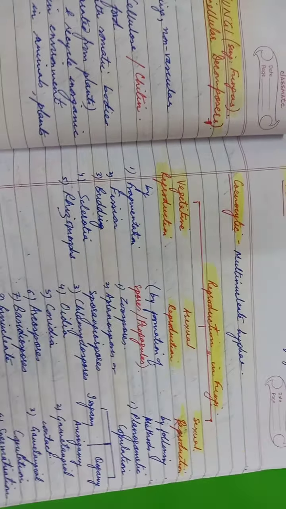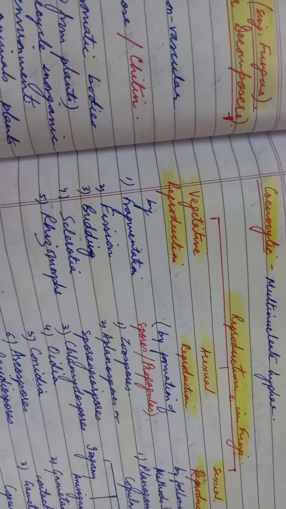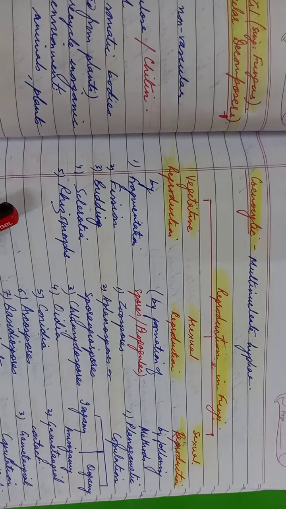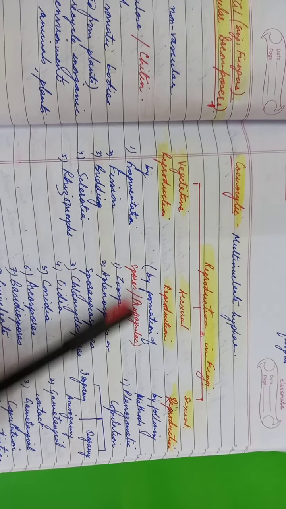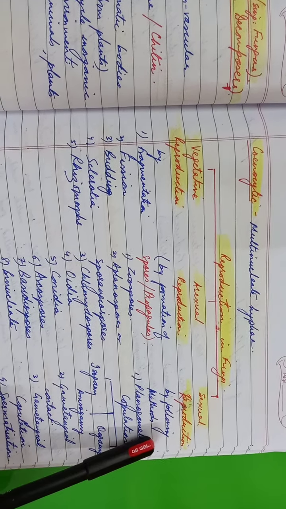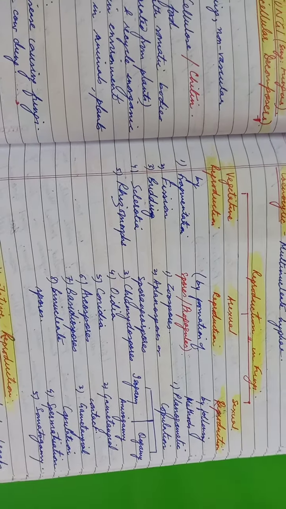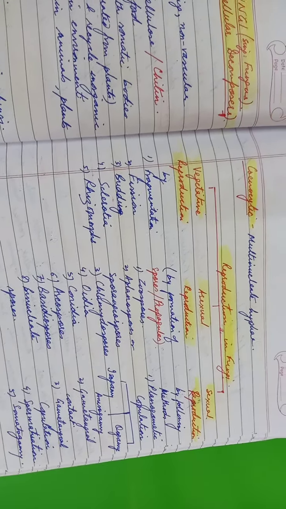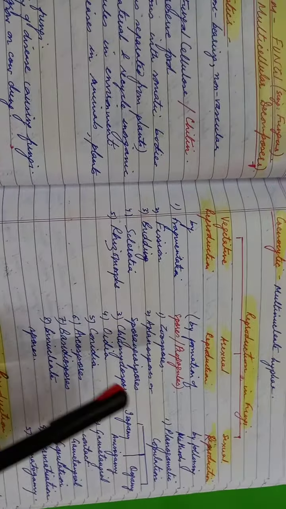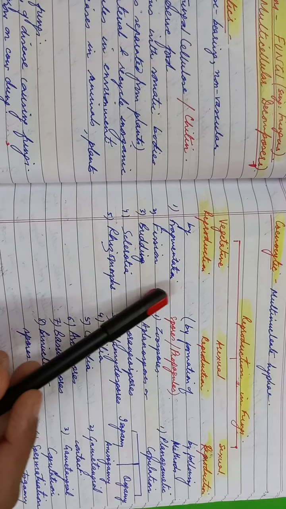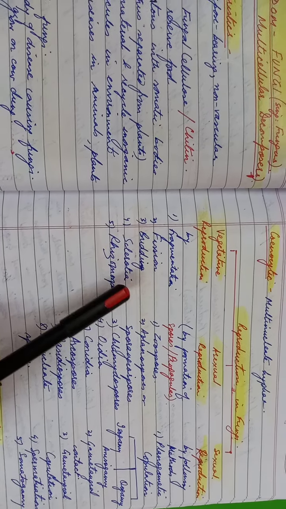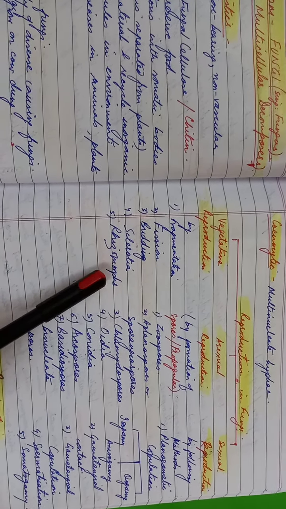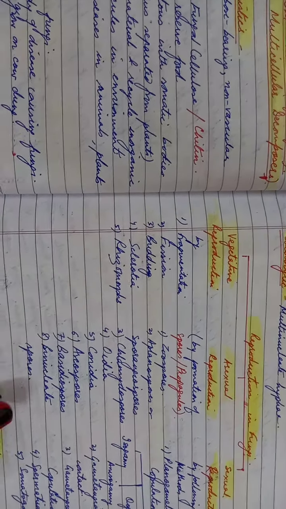Then, coming to reproduction, in fungi it is by three methods: vegetative, asexual, and sexual. In this video, we'll talk about only vegetative propagation. So vegetative reproduction can be by these methods: fragmentation, fission, budding, sclerotia, or rhizomorphs. Right? I'll show them one by one in the diagram here.